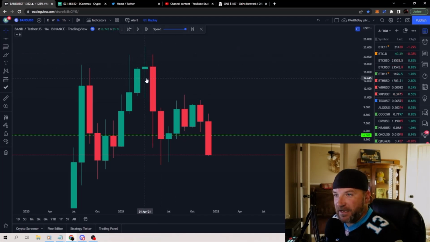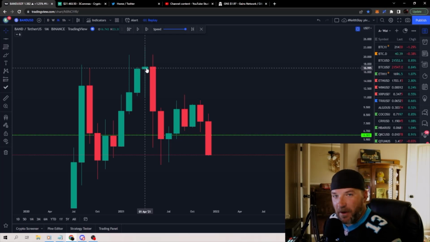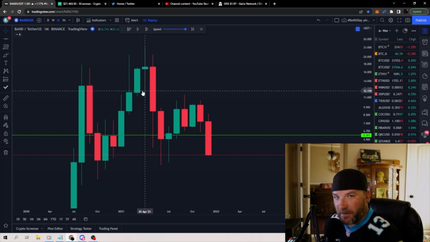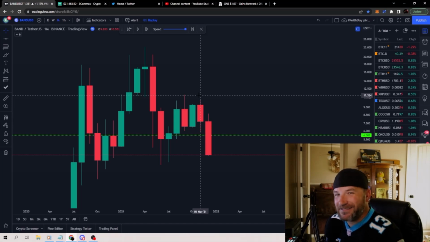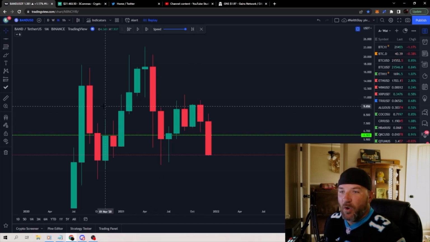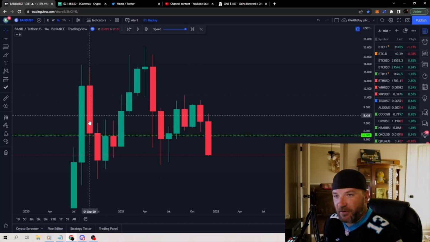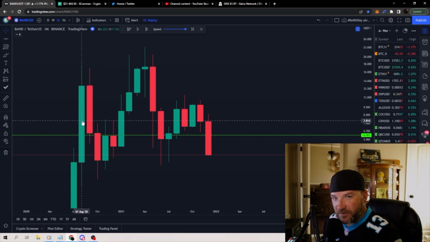This particular candle you see right here is a doji candle. A doji candle has a very small body with very large wicks on the top and the bottom. When you see a doji candle, it's a sign of reversal. This particular candle right here, red one, after this green one, is a bearish reversal candle.